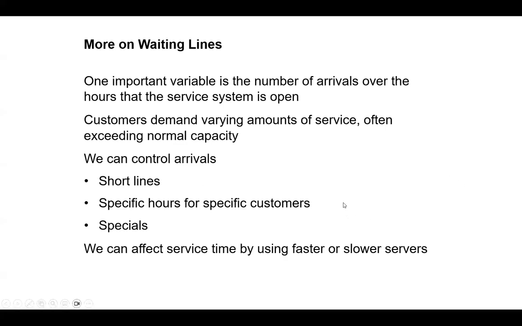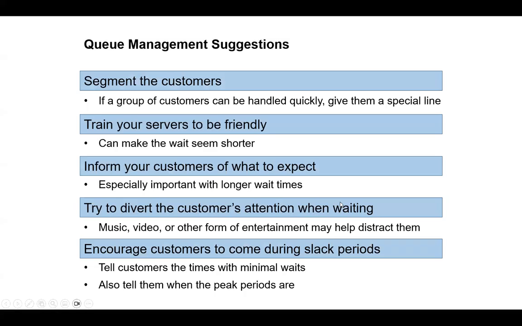In detail, you can apply the following strategies to help you control arrivals. For example, you can group the customers into different categories. For some of them, you can spend less time serving. For example, Walmart has self-checkout lines for people who bought fewer than 12 items. This can help you segment the customers.